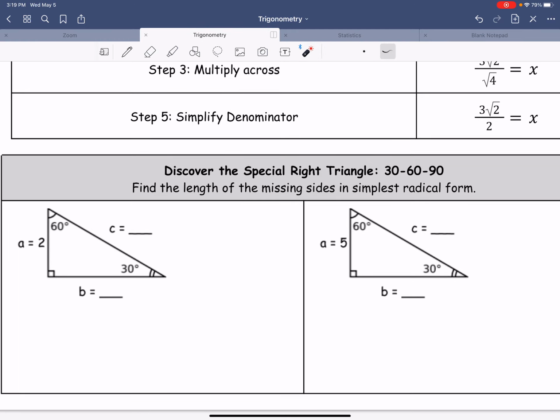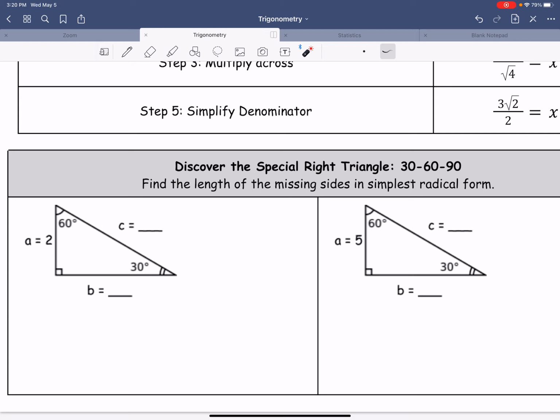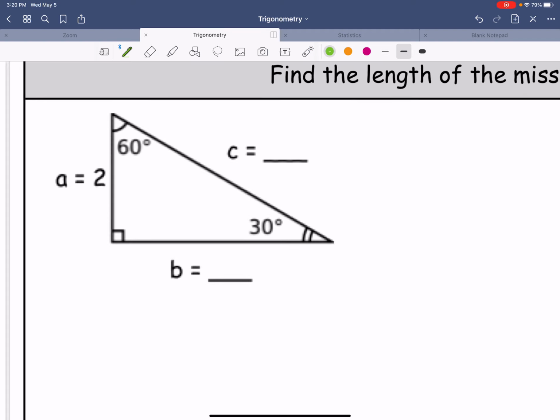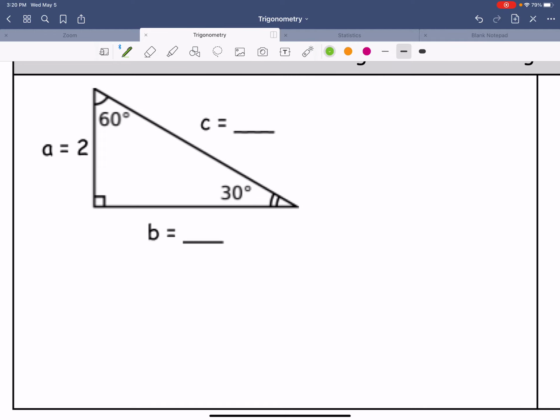Now let's discover what is that special ratio between 30, 60, 90 triangles. What is the relationship between the legs of a 30, 60, 90 right triangle? We're going to have to use a combination of trigonometry and the Pythagorean theorem to solve for all three of these sides. We're just given one side, but we know both of the angle measures, and we know how to solve for missing sides of triangles using SOHCAHTOA.